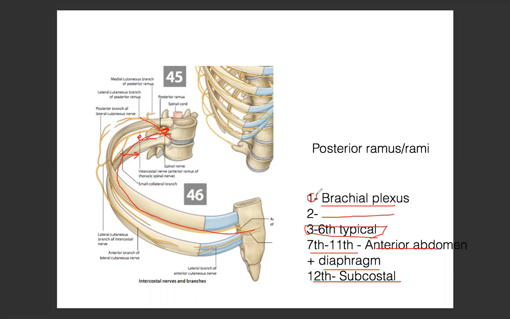Like the first one supplies the brachial plexus. The second one supplies the upper limb. It has just a tiny little area in the upper limb where it supplies. The 12th one doesn't count as an intercostal at all. It counts as a subcostal because there is no 12th intercostal space. Make sense? So that's the classification of the nerves.